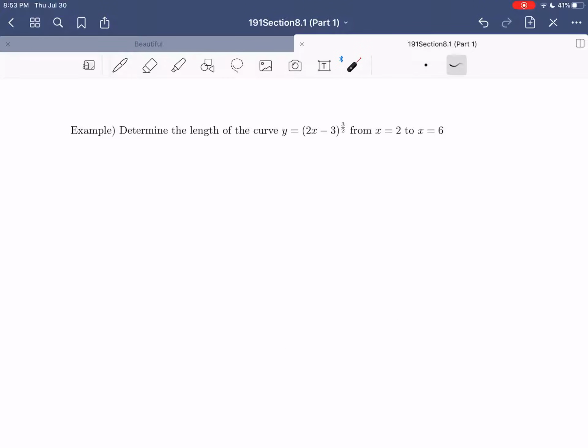All right, let's see if we can determine the length of the curve y equals (2x minus 3) to the 3/2 from x equals 2 to x equals 6. Since I think we've discussed enough about this sort of geometry, we can just jump straight to applying our formula and looking at how the integration should run. Everything is in terms of x, so we will do this in terms of x. We'll have the integral from 2 to 6, square root, 1 plus.